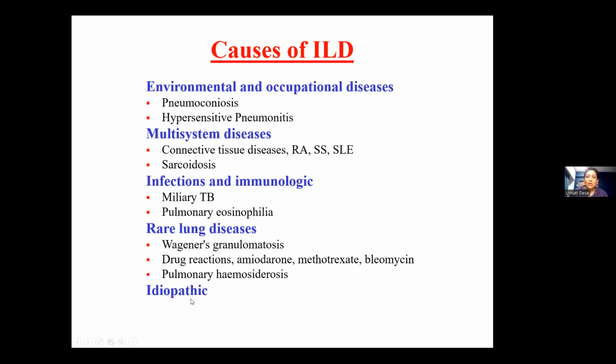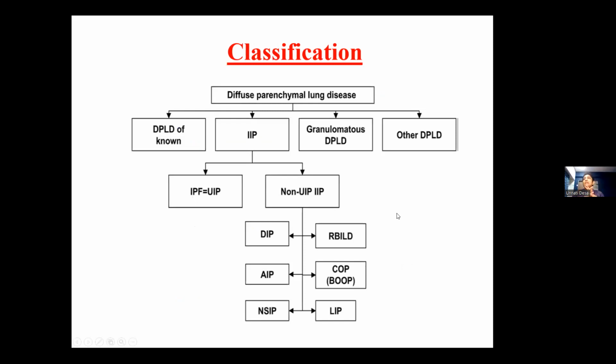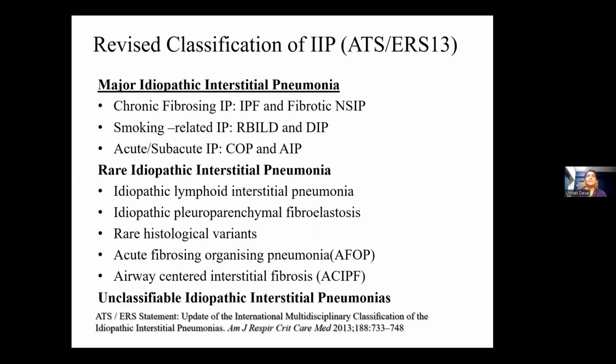Now, coming to the most common ILDs that we see, in which, when we take the history, we are often not able to identify the cause. Interstitial lung diseases were always taught to us as being due to known causes, or diffuse parenchymal lung disease, which is an older term used for ILDs. They are IIPs, or idiopathic interstitial pneumonias. They could also be granulomatous diffuse parenchymal lung diseases like sarcoidosis, and you could have other causes. The idiopathic interstitial pneumonias, or idiopathic ILDs, are classified as per the American Thoracic Society and European Respiratory Society 2013 classification into major IIPs, which consist of chronic fibrosing interstitial pneumonia.